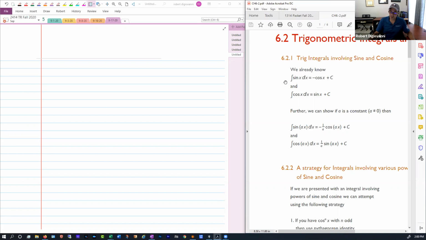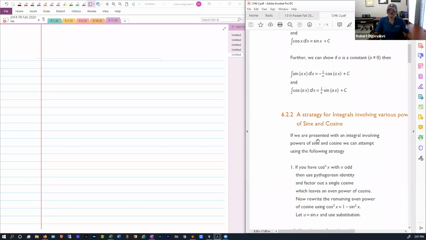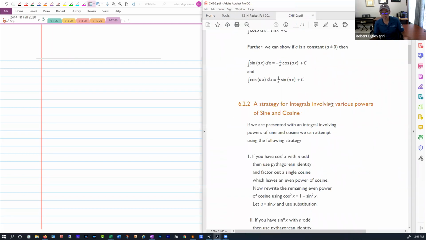All right, some stuff we already know, so this is good news. We know the antiderivative of sine and the antiderivative of cosine. We also know that if you put a linear expression inside, we have to scale by 1 over a. We talked about that a while back. Now we want to develop a strategy for attacking integrals that involve various powers.